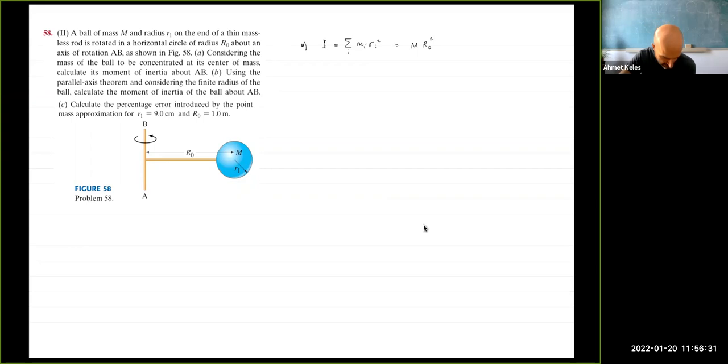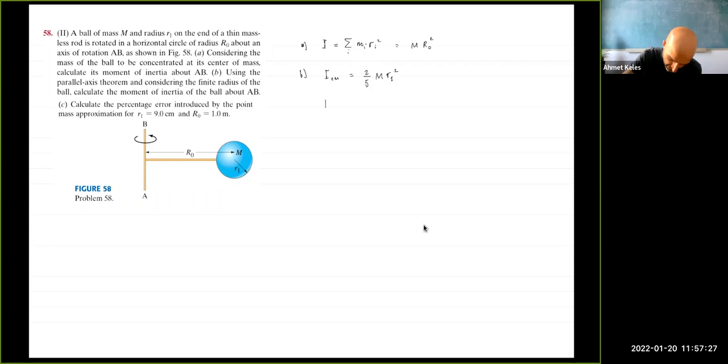Using the parallel axis theorem and considering the finite radius of the ball, calculate the moment of inertia of the ball about AB. Okay. So first, let me remind you, I of the ball with respect to its center of mass. I think it's something like 2 over 5 m r1 squared. So this is the moment of inertia about its center, and the radius is r1. The geometric factor is 2 over 5. You can check it out. If that's wrong, we can fix it.